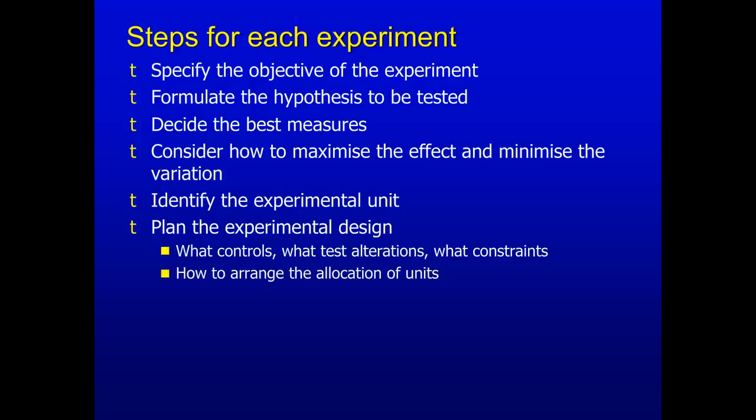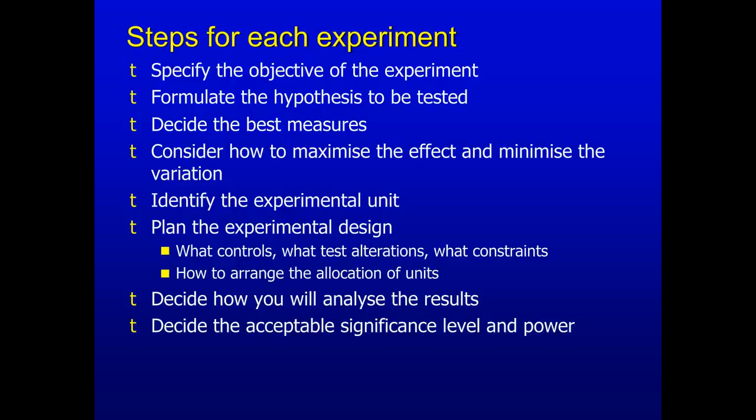But you have to know how to arrange the allocation of units to get an efficient design. And in order to get an efficient design, you need to know how you will analyze those results. Into that, you will put certain ideas about what significance level or risk of false positive you will accept, and what power or ability to recognize a real effect you are happy with. And from those elements, you will estimate the group size for a particular comparison.